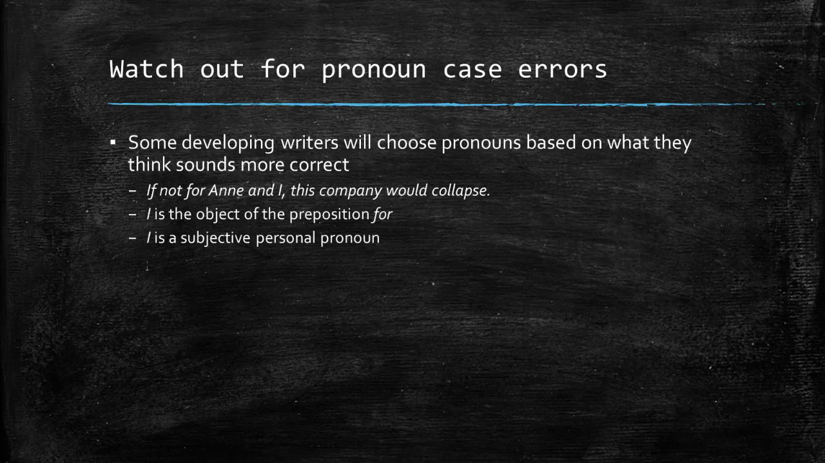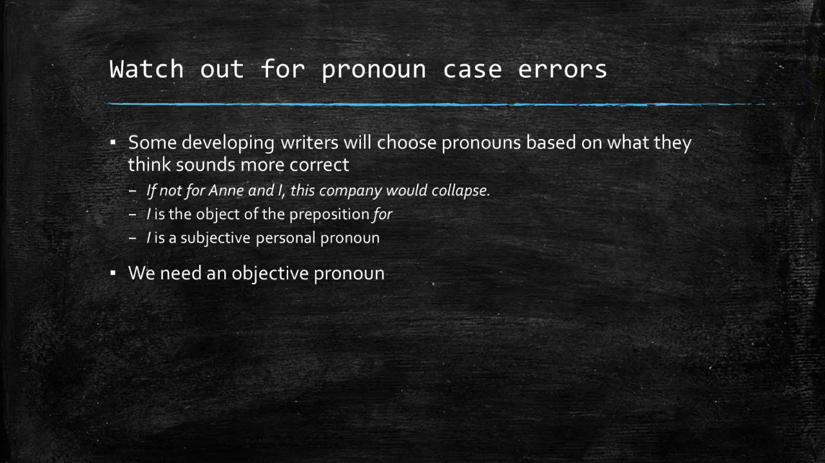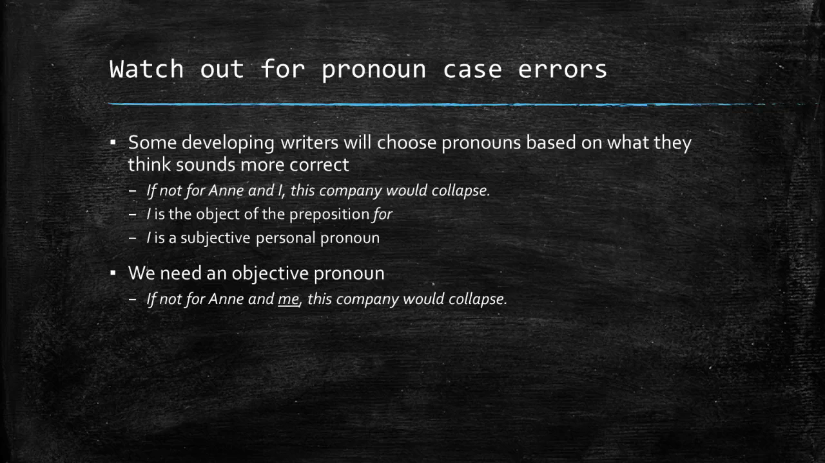But I is a subjective personal pronoun. We need an objective pronoun. If not for Anne and me. Me is that objective form of I. So if not for Anne and me, this company would collapse.